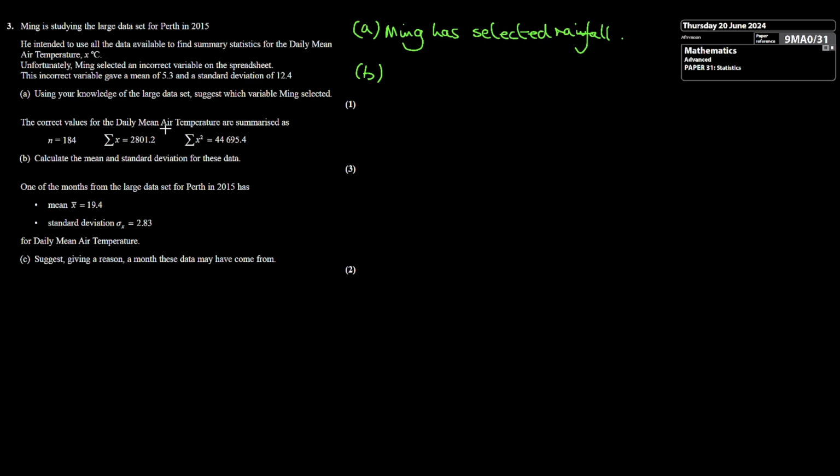So part B, we've now been given the value of n, which is the number of days involved. Here's the sum of the x values, and this is the sum of the x values squared. And we're asked to calculate the mean and the standard deviation for these data values. Well, the mean is fairly easy. The mean will be the sum of all the x values divided by the number of samples, which is n. And if you put those values into a calculator, this is equal to 15.2. So that's the first of our answers.